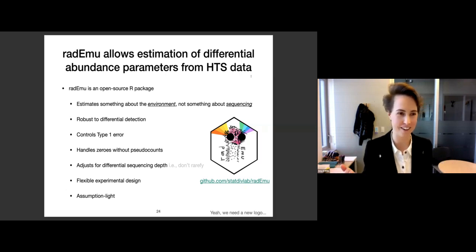We're statisticians, we're not graphic designers, so our logo is a little goofy. So if you know anyone who is a graphic designer, I would love to hear from them.